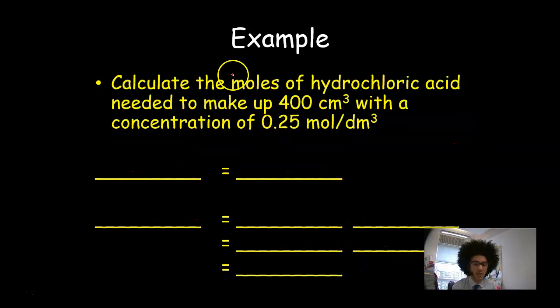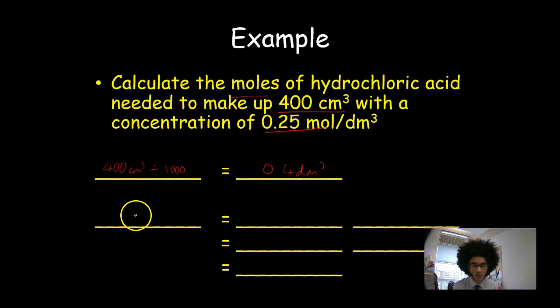So for my next one, it says calculate the moles of hydrochloric acid needed to make up 400 centimeter cubed with a concentration of 0.25. Now the first thing I do is I do my conversion. I've got 400 centimeter cubed. I want that in decimeter cubed, so I have to divide that by 1,000. And that gives me 0.4 decimeter cubed.